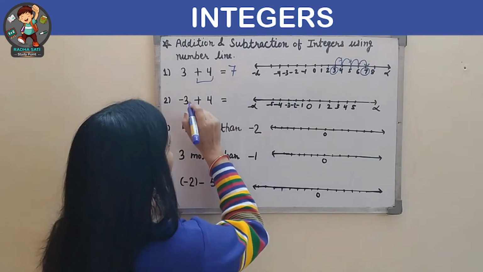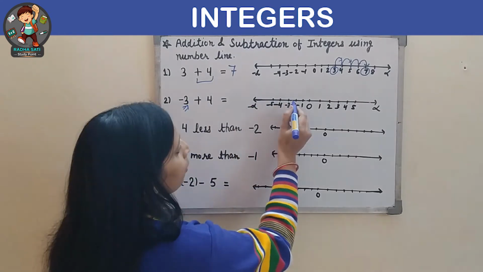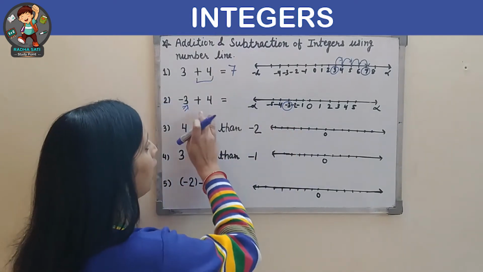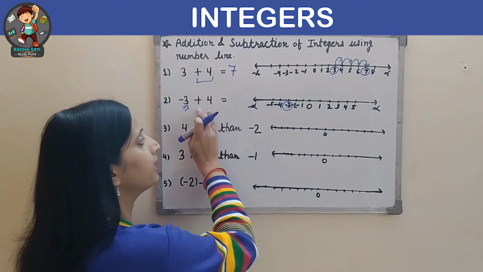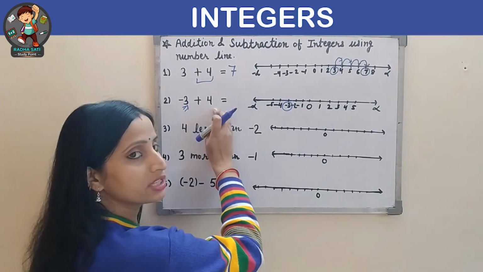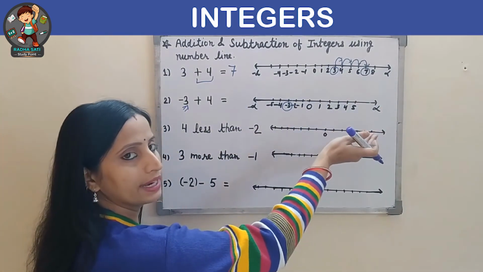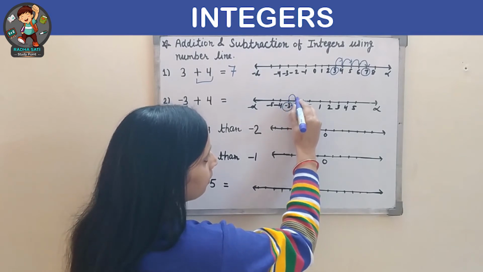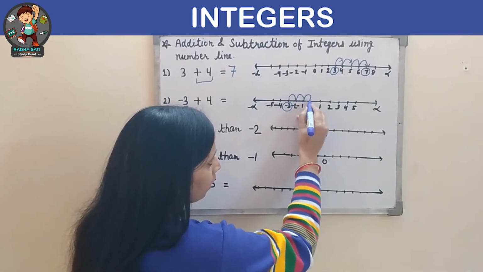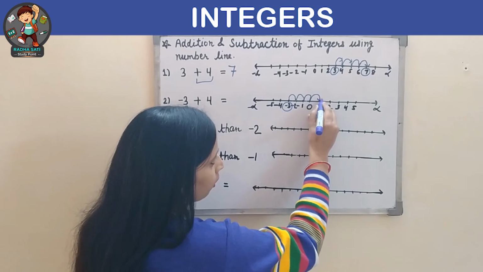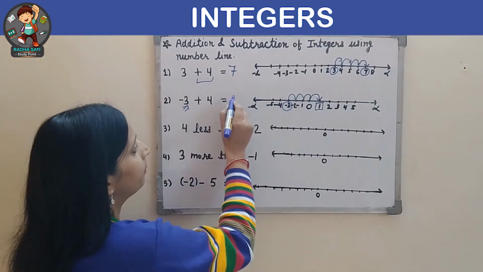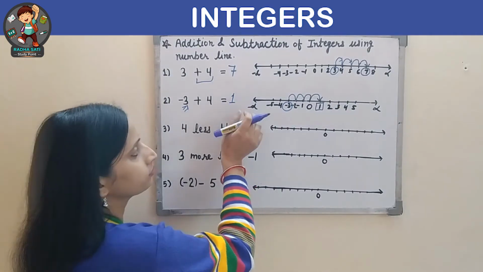So first of all, we will jump on to the first number. So it is minus 3. Now we have to add. This means we will take 4 steps towards the right of minus 3. We will shift rightwards. So 1, 2, 3 and 4, and we will reach at 1. So the answer will be 1.